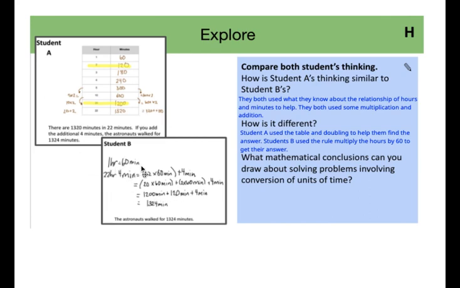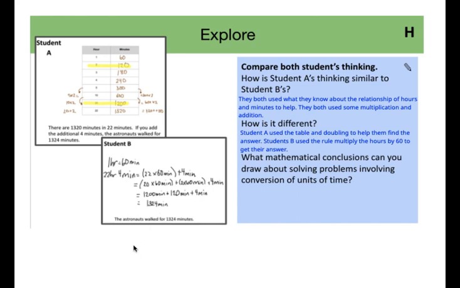Here we see that student B used that rule, 1 hour equals 60 minutes. So they did 22 times 60 and then added the 4, right? So they broke apart the problem, 22 times 60. Further, they decomposed that a little bit more into 20 times 60 and 2 times 60. And they got 1,200 plus 120 plus 4 and ended up with that same answer.